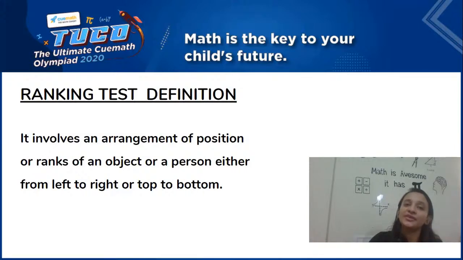So any arrangement which is based on position or ranks of an object or a person, whether from left to right or from top to bottom, is called ranking. And when you get tested on this, that is what we call ranking test. Now, why exactly do we rank things? Why exactly do we arrange things? That is because it makes things more hassle-free. Otherwise, everything becomes very unordered. It becomes very clumsy. As I said, a good example could be the arrangement of students in prayer meets.